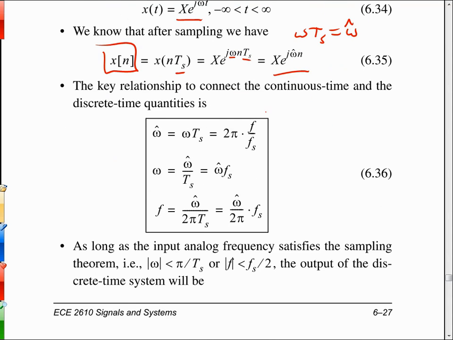Stopping along the way, this is the summary of the important equations we need to work these problems. This relationship here takes us from analog to digital, and then when we get done and we want to go from digital back to analog, we have to use this last equation. So these are key equations. We start off with F, and we want to get omega hat. Later on, when we're coming out of the system, we have omega hat, and we want to get F back again.